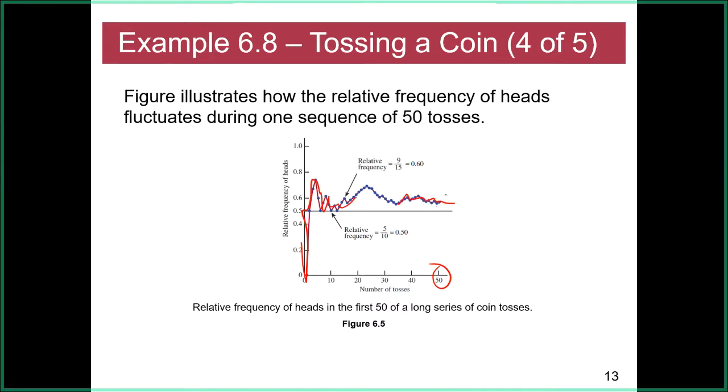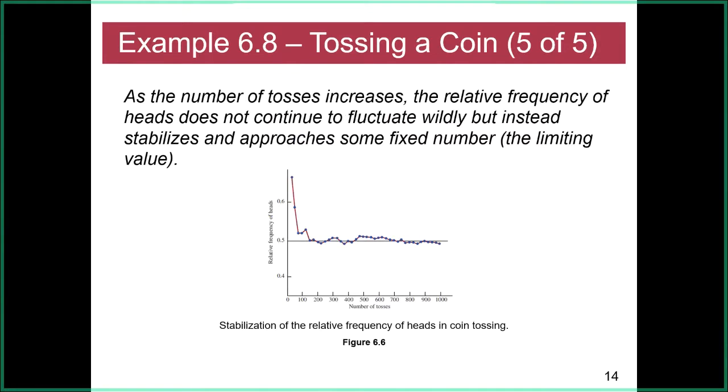Now, this appears to be stabilizing. If this is 0.5 or 50% here, this appears to be stabilizing somewhere slightly above 50%. So we would still want to continue this experiment for more than 50 tosses. But if that trend continues, this may not be a fair coin. This one here now, it is actually zeroing in as we get to 1,000. It appears to be zeroing in on that 50% or 0.5.